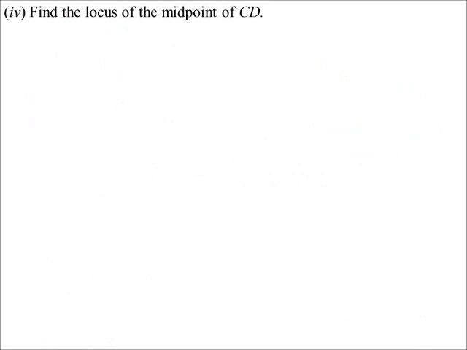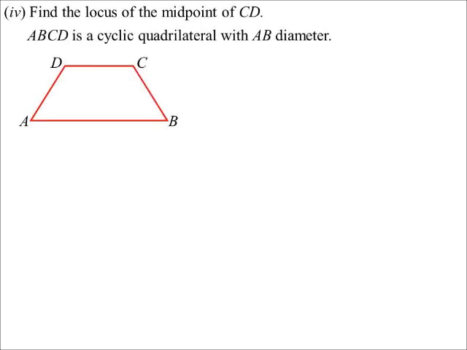Now, we're going to find the locus of the midpoint of the side CD. Right, we know ABCD is a cyclic quadrilateral. We know AB is a fixed length and it's a diameter. We also know that CD, it doesn't matter where we put P, is a fixed length as well. So M is the midpoint of CD.